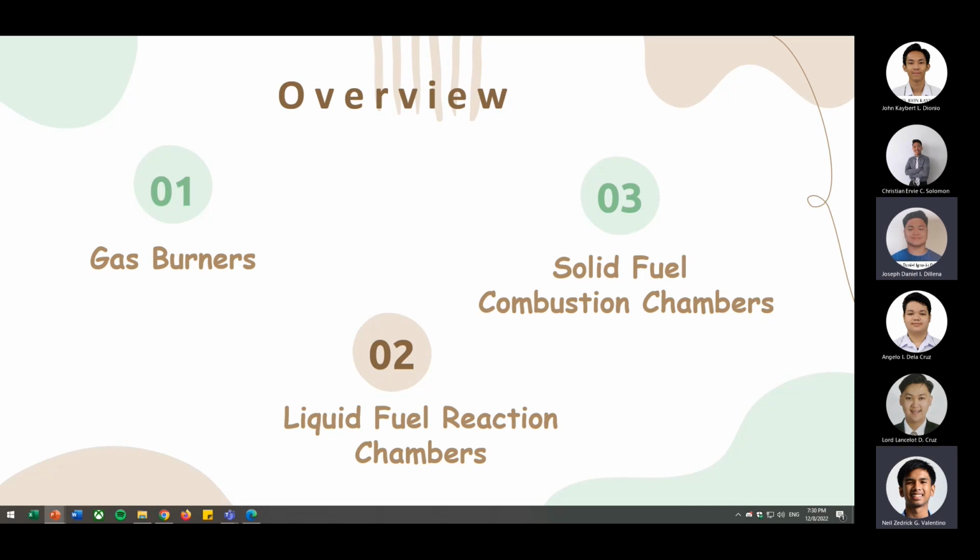And lastly, ang solid fuel combustion chambers. Ang pag-uusapan naman dito is yung types ng combustion chambers, different types of combustion chambers, and yung boiler efficiency. Next slide po for the intro.